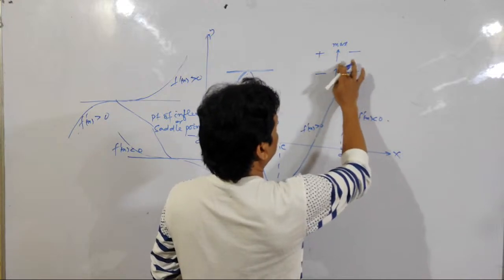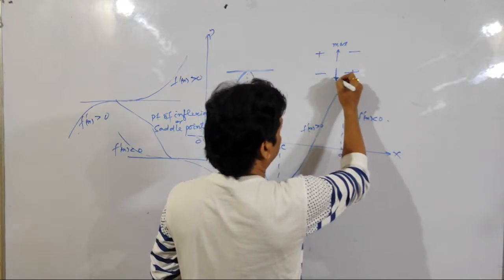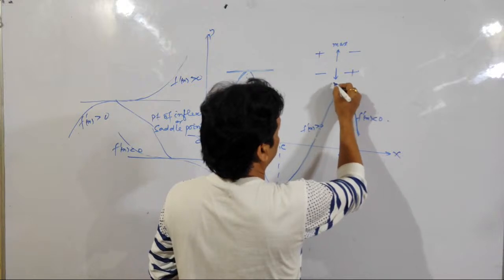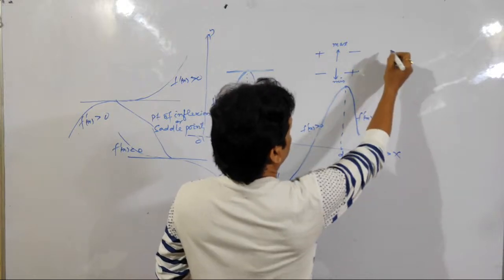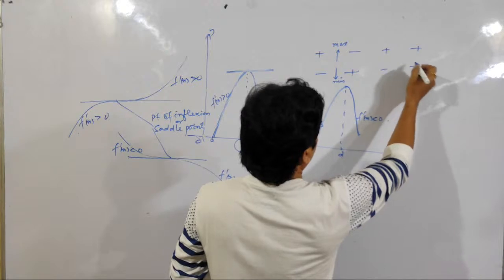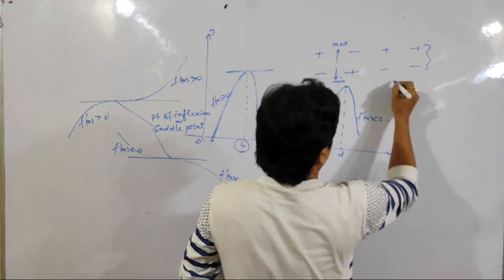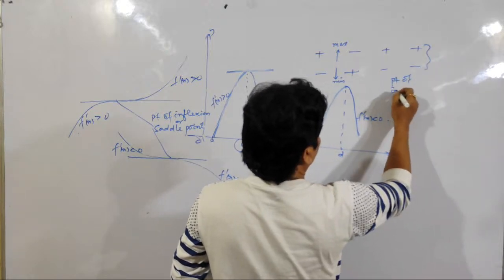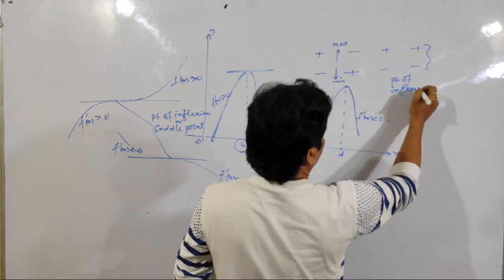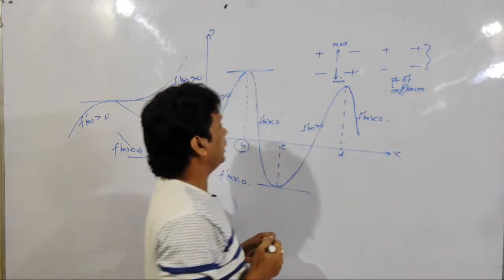And for minima, the arrow should be below. Positive to positive or negative to negative, in these two cases, point of inflection. Clear? So there will be 3 cases.